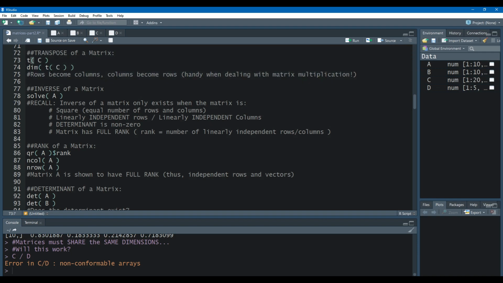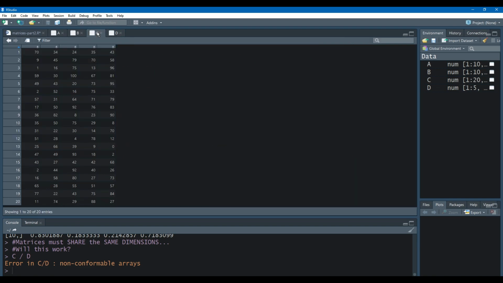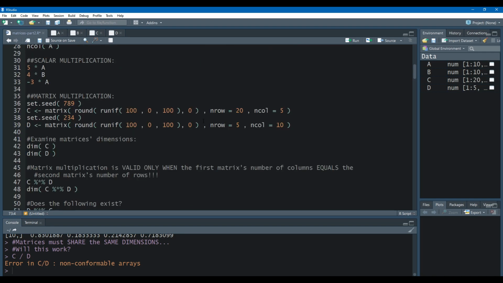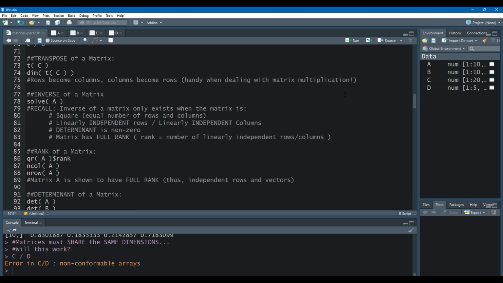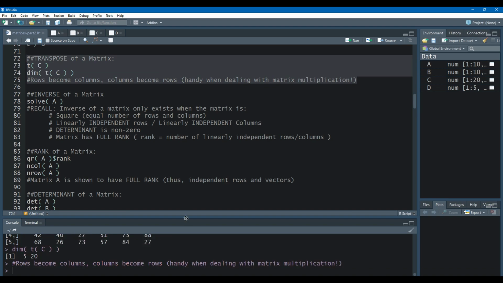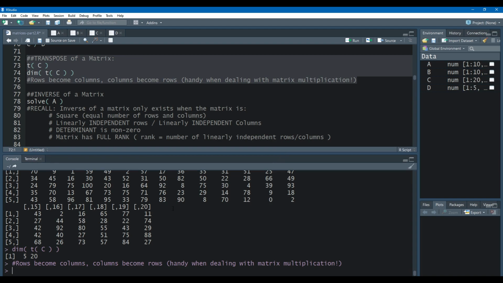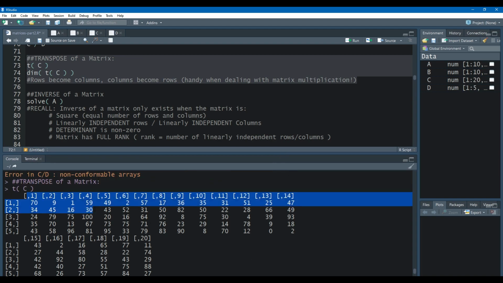So our rows become columns and our columns become rows. When I take the transpose of matrix C, the way that you can specify that is by using the T function, so just T in parentheses, and I want to input my matrix C. Let's go back to what matrix C was. And this is what it looks like. Matrix C is a 20 by 5 matrix with 20 rows and 5 columns. So by taking the transpose of matrix C, I now have 5 rows, 20 columns. Rows become columns, columns become rows. And here's what it looks like.